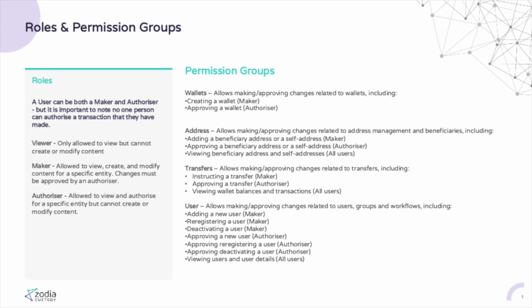Here's a quick summary of the default roles and permission groups available in the end client accounts. There are 4 key permission groups in the platform: wallet, address, transfer, and user. Each permission group gives the user the ability to view and/or manage that specific capability within the platform, with a specific set of activities shown here.